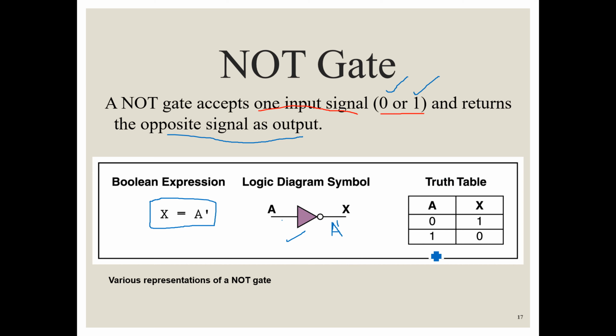What is the functionality of a NOT gate? Whenever you give one input, if it is 0, the output will be 1. If you give an input as 1, your output is going to be 0. It means that it will be complementing it. It will always produce an output opposite to the signal. This is about the NOT gate.